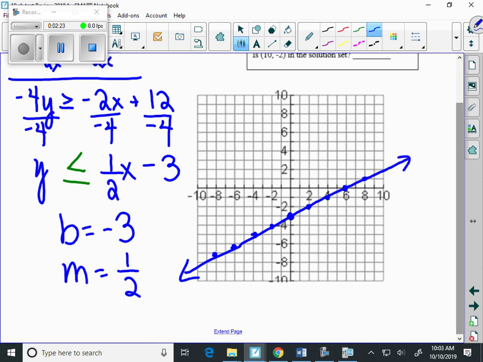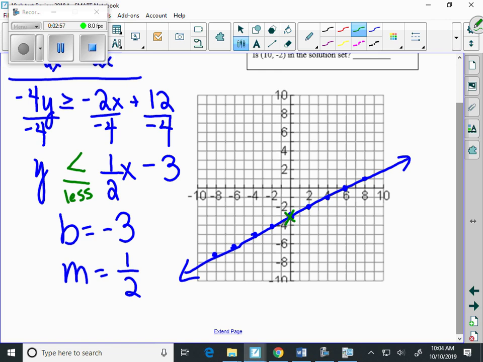So there's our line. And now we have to figure out where to shade. For some of you, you already know where to shade. You can look at this problem and tell me where to shade. And that's fine. If you are not one of those people, go to where the graph crosses the y-axis. In this case, right there. And what this problem says is y is less than or equal to. Less than points to the left.